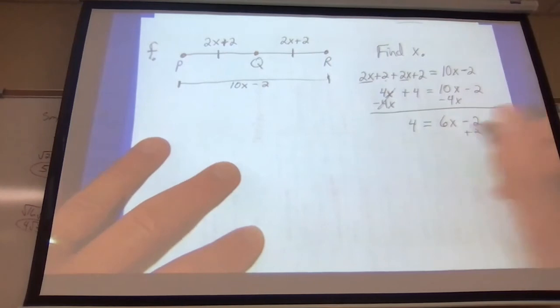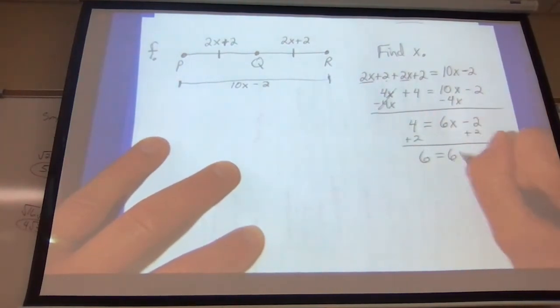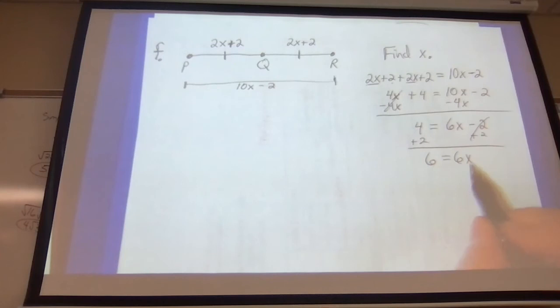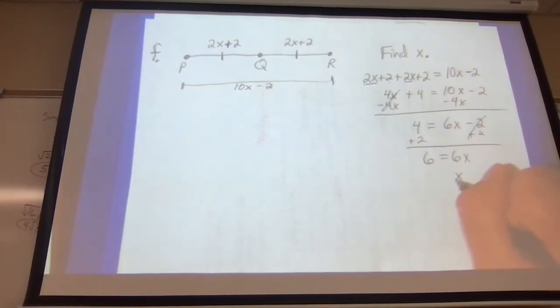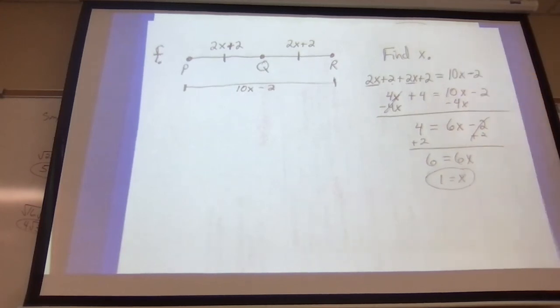Then we can add the 2 to both sides. 4 plus 2 is 6. 6x here. Negative 2 plus 2 disappears. 6 equals 6x. To solve that, you'll divide both sides by 6, which gives you x equals 1. Did we answer the question they asked? Did we find what they wanted? Yep, they wanted x. You find x. That's all you've got.